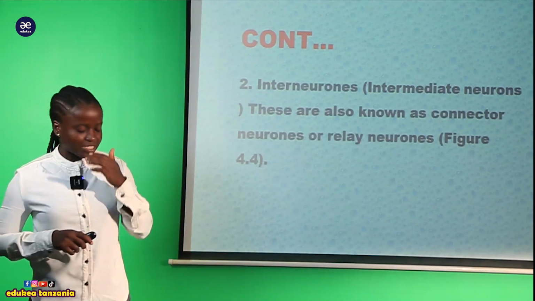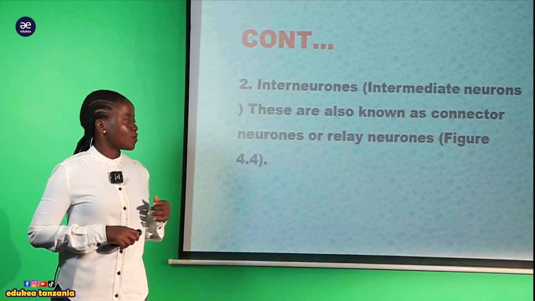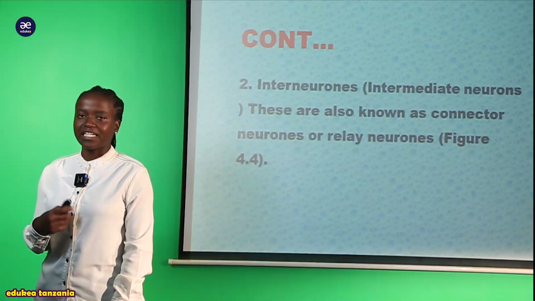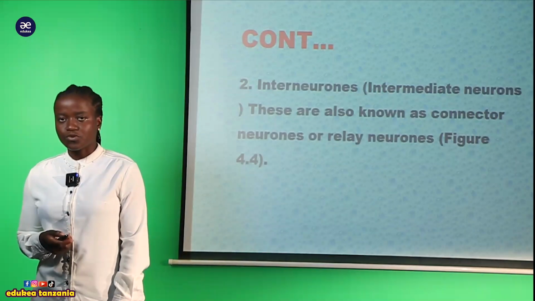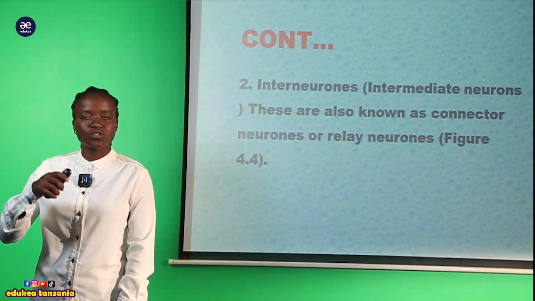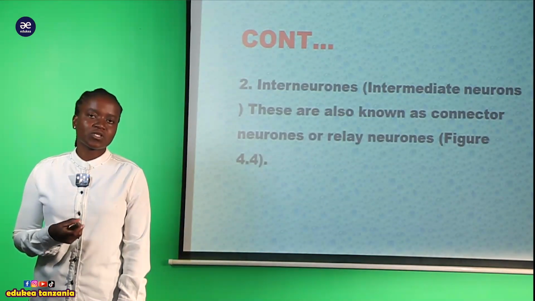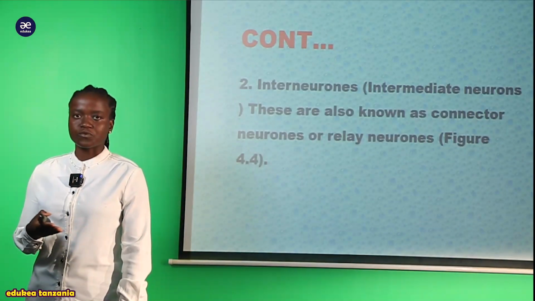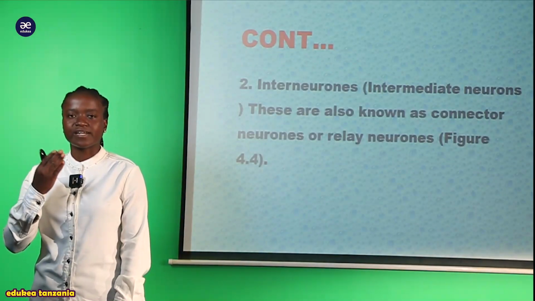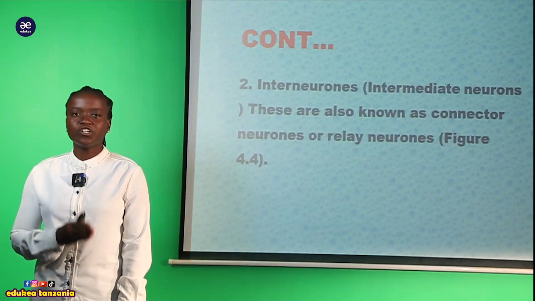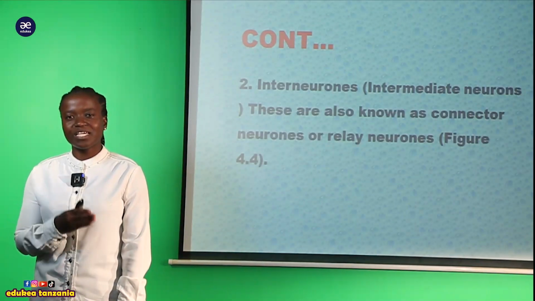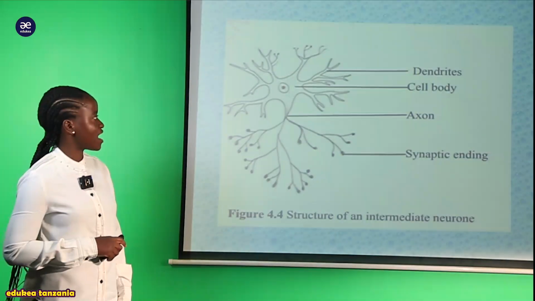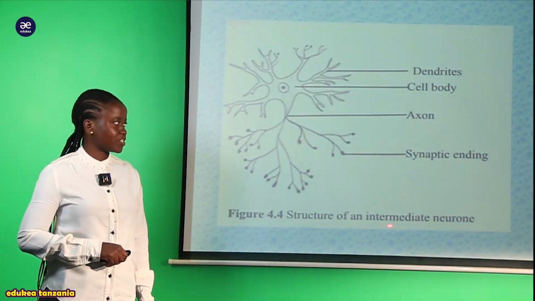So now let's see their structure. In figure 4.4 we can see the structure of the relay neuron or connector neuron. You have to be aware of those words, because you can be asked what connector neurons are. Don't be confused: connector neurons are the same as relay neurons, the same as interneurons, the same as intermediate neurons. This is the structure of the intermediate neuron.